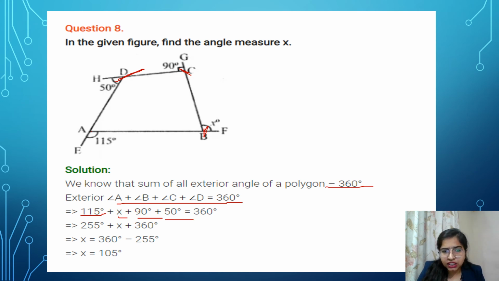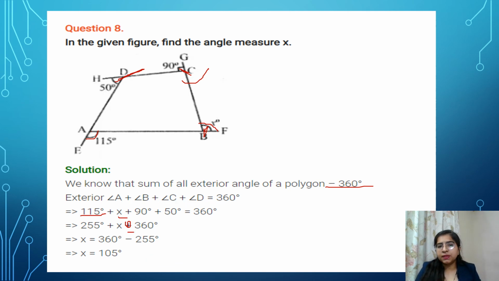It's given in the figure only. You can see here, angle A is 115, B is not given, it is x, C is given to you, 90 degrees, and D is 50 degrees. So you have to put the values. To find the value of x, 115 plus 90 plus 50 will be 255. This is the equal sign, students. So if you want to find the value of x, 255 will be transposed to 360 with a minus. After transposing, 360 minus 255, x equals 105 degrees.